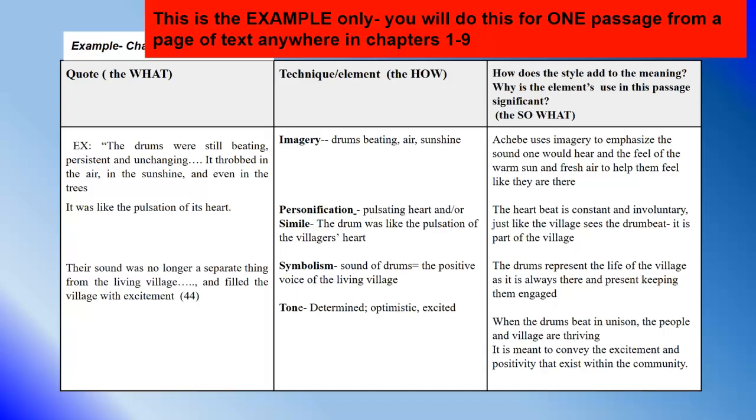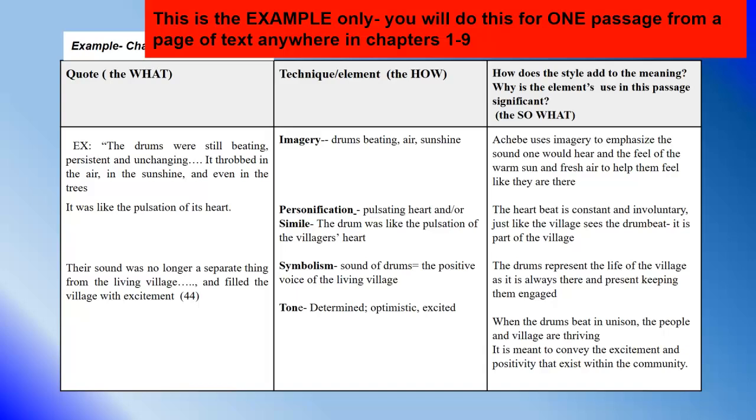So as an example, let's go across a full example. Example from the text: where the drums were still beating, persistent and unchanging. It throbbed in the air, in the sunshine, and even in the trees. It was like the pulsation of its heart. So the imagery there, and imagery is language that appeals to your senses, he wants you to hear those drums beating. He wants you to feel and hear it in the air, and also to feel that sunshine, that throbbing event of those drums. So what?